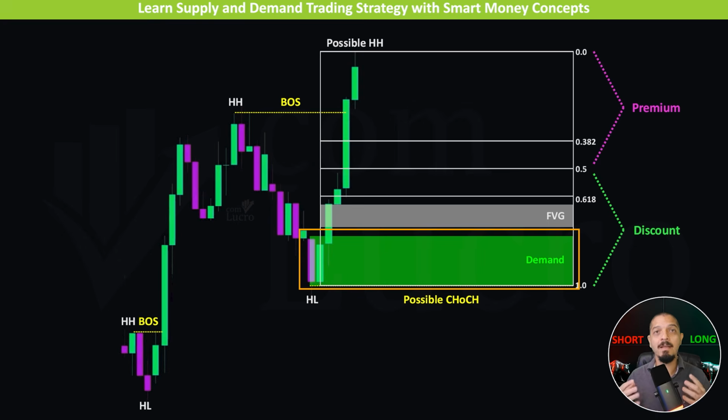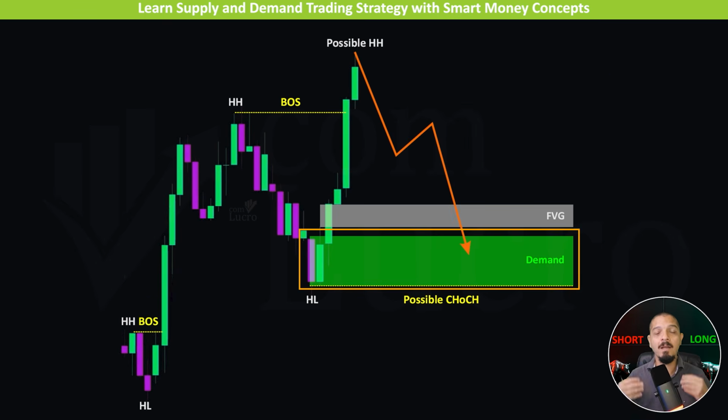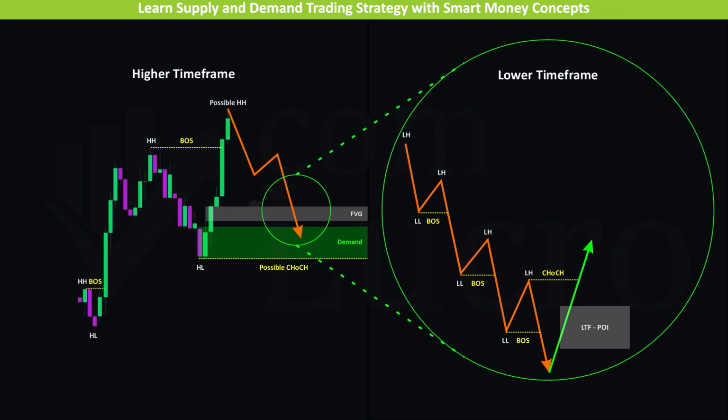The next step is to mark the most recent unmitigated demand zone on the higher time frame and patiently wait for price to return to it. When price revisits that area, drop down to a lower time frame, such as the 15-minute or 5-minute chart, and watch carefully for reversal signals.